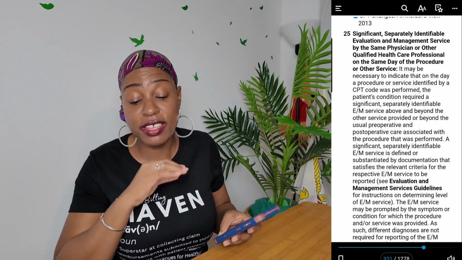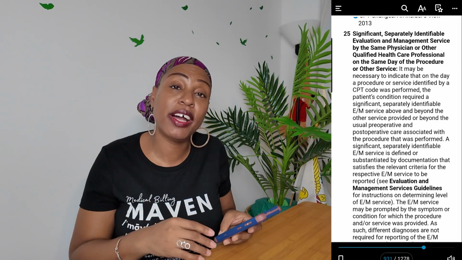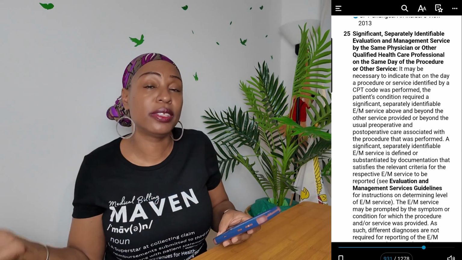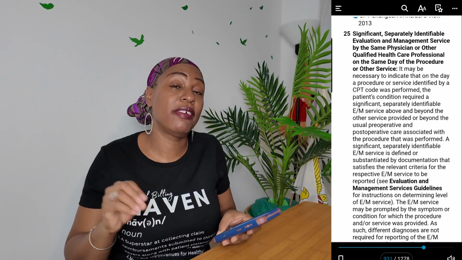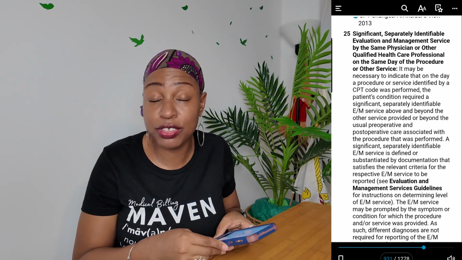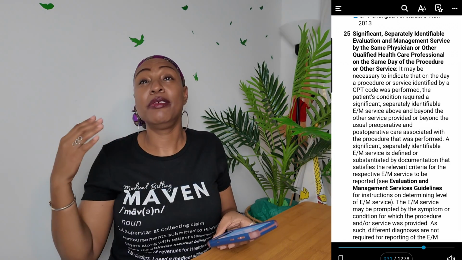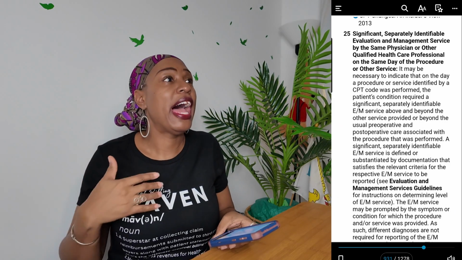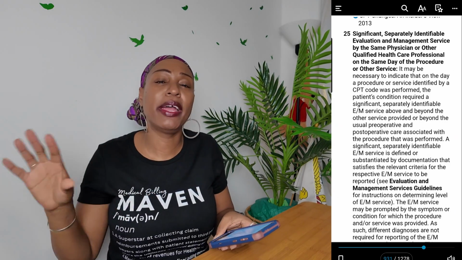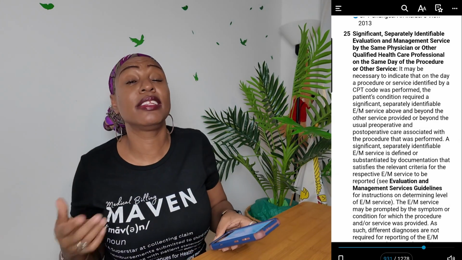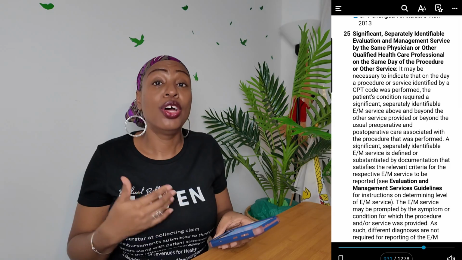Modifier 25 is an informational modifier, and most people who do office visits and a procedure use Modifier 25. Modifier 25 has been very controversial because some people use it in the wrong manner, and a lot of the payers are starting to not pay it or request documents because it's not being used correctly.